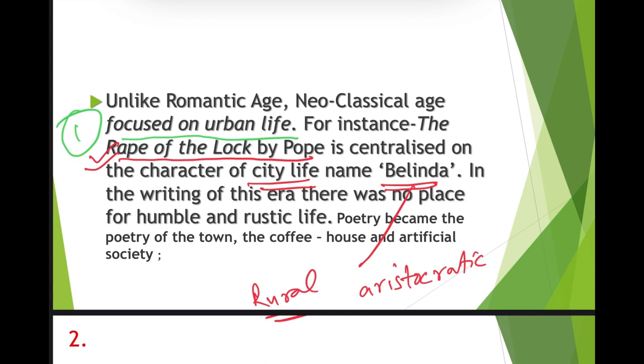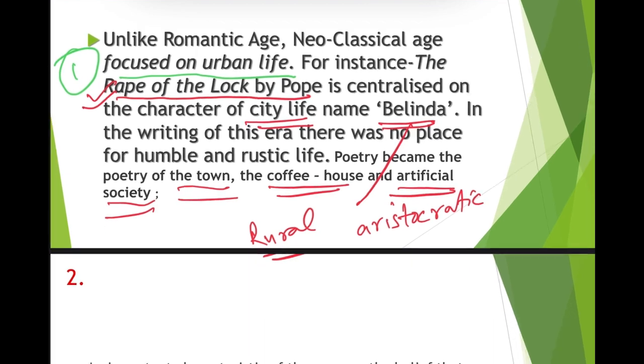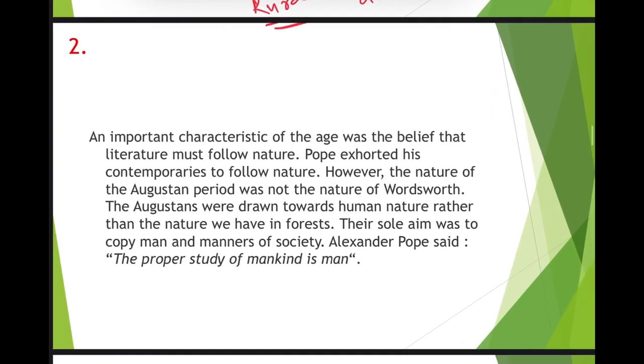The poetry of the 18th century is basically the poetry of the town, the coffee house, and the artificial society. And you will find this in Alexander Pope's poem, The Rape of the Lock. This is the first characteristic of the neoclassical age.